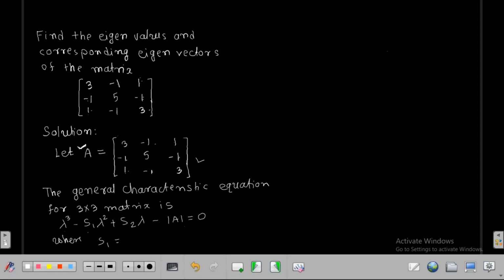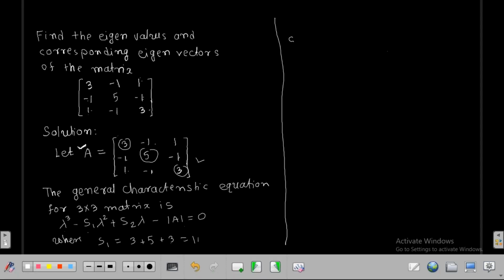s1 is the sum of these diagonal numbers. So add this 3, 5 and 3 here. So 3 plus 5 plus 3. 3 plus 3 is 6, 6 plus 5 is 11.